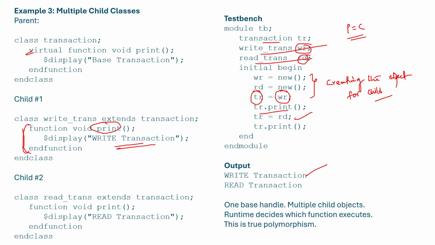So when you are assigning the parent class handle to the child class, the child class is obviously inherited from the parent class. How many child classes are there? No problem. If you are taking that write transaction, another one is read transaction, read error transaction, write error transaction, write burst transaction, read burst transaction.